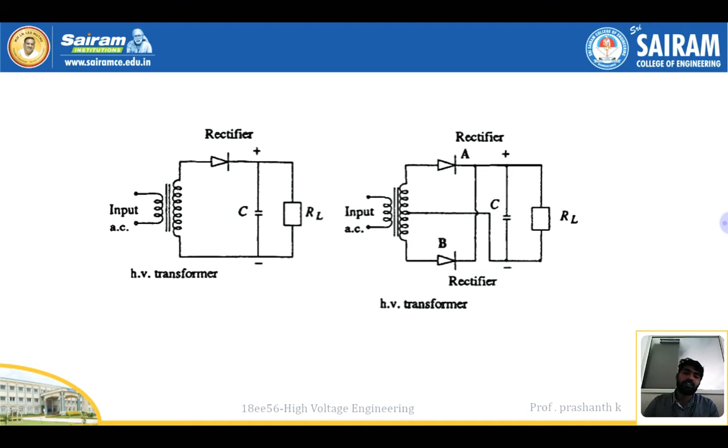As you can see in the diagram over here, there is a rectifier. It's a single phase supply, and the input is the supply. After that there is a step-up high voltage transformer, keep it in your mind. After that there is a rectifier, which is used to convert AC to DC, with unidirectional flow of electric current.